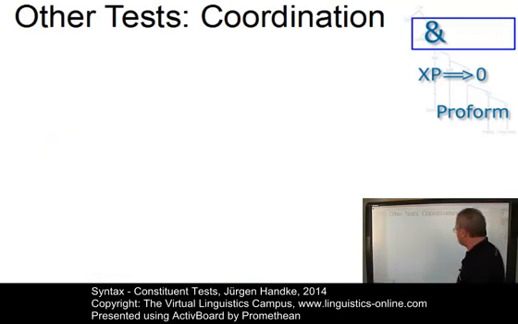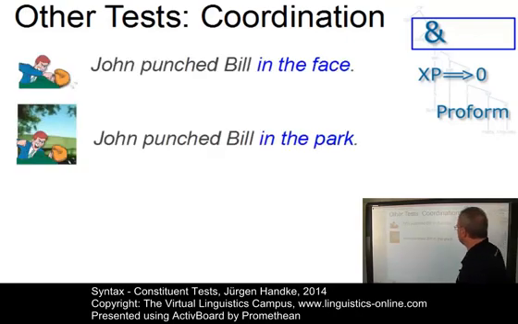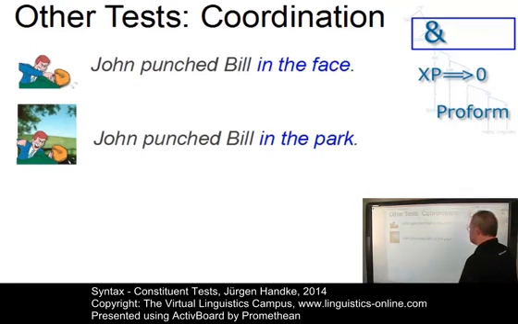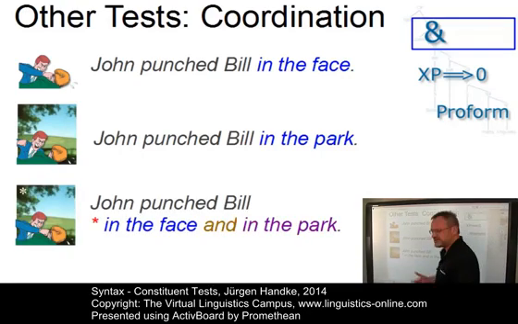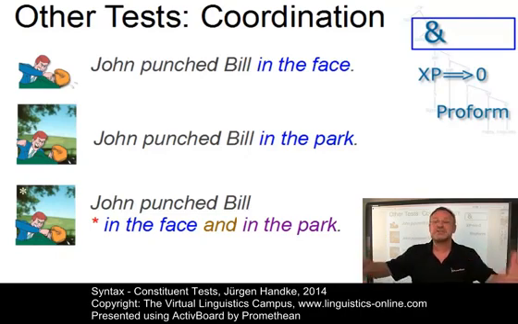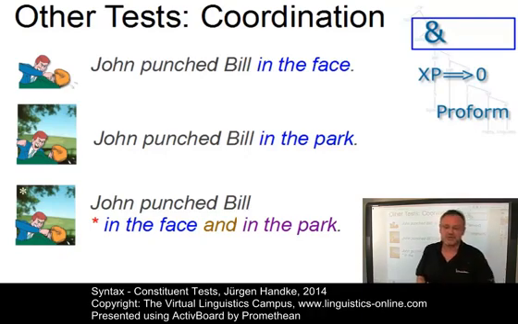Here are two constructions starting with "in". John punched Bill in the face, and John punched Bill in the park. The fact that "John punched Bill in the face and in the park" is ungrammatical tells us that "in the park" and "in the face" must have a different status. That is, they are different within the hierarchy of a sentence. They are constituents, but they are different.